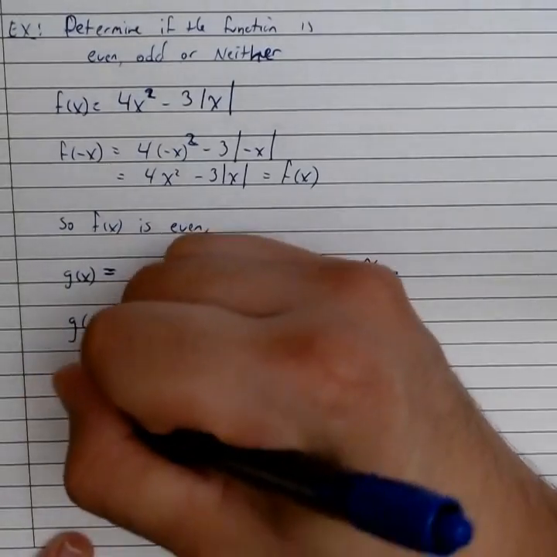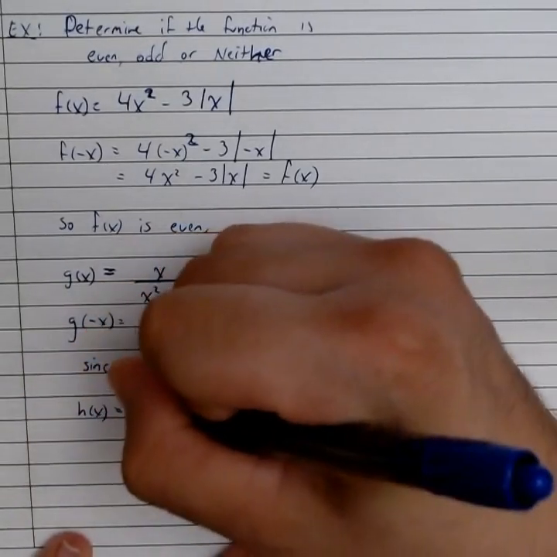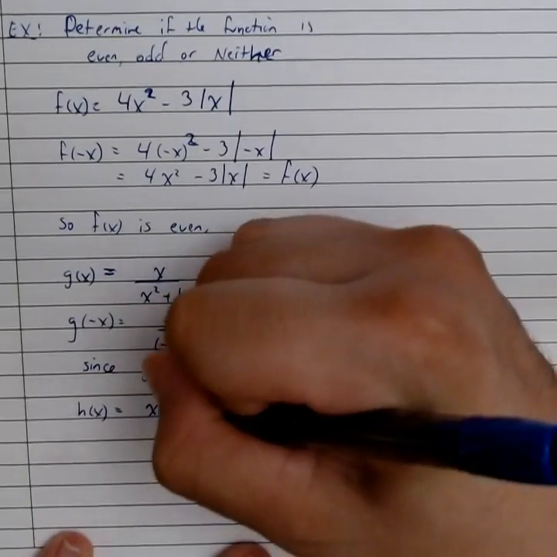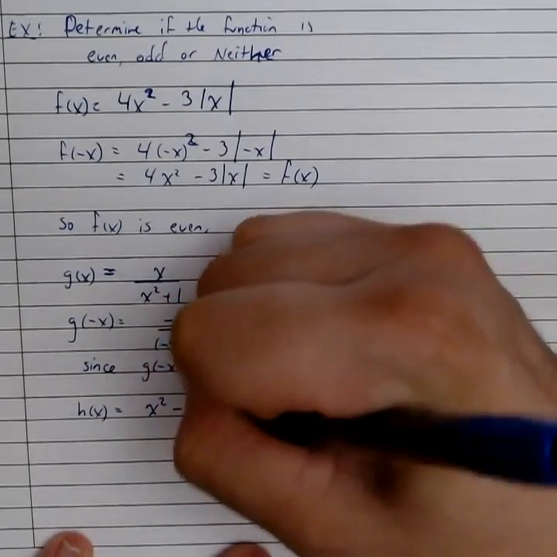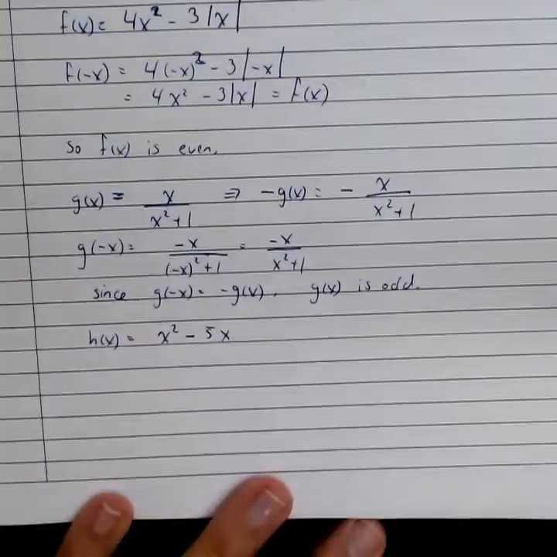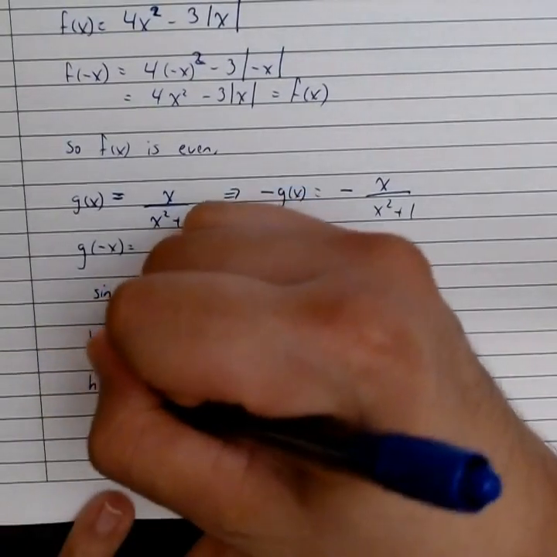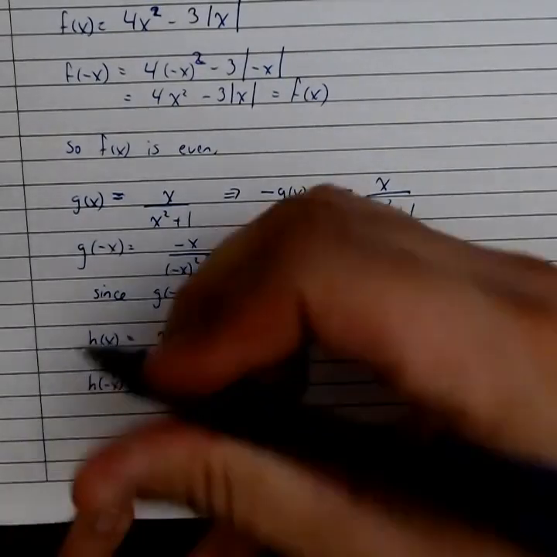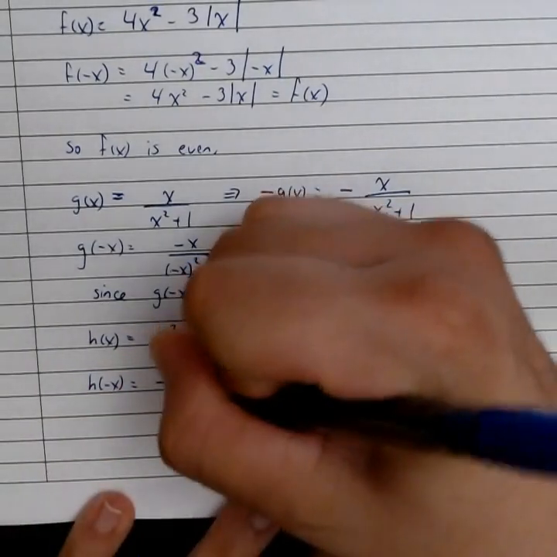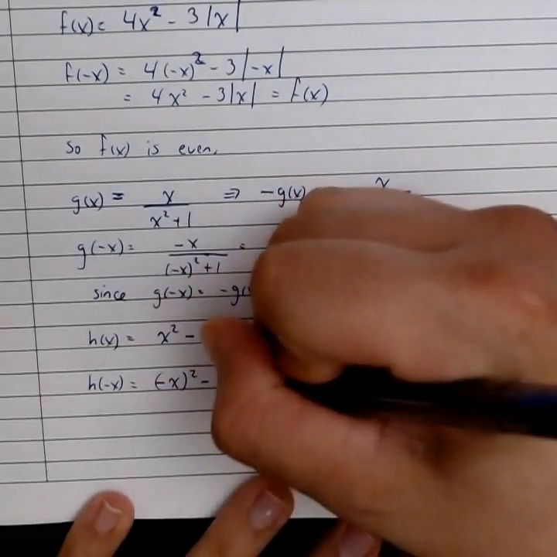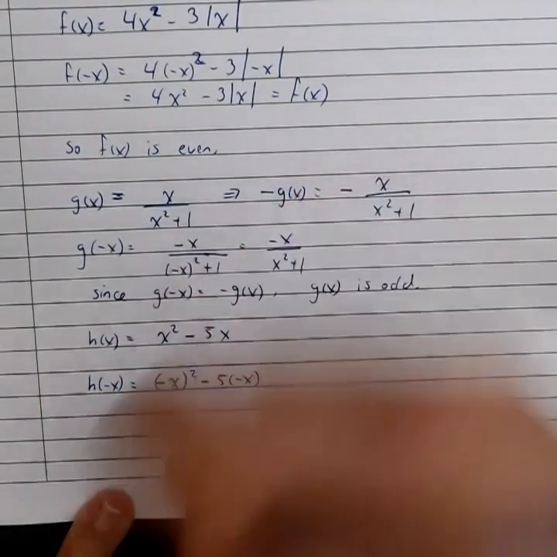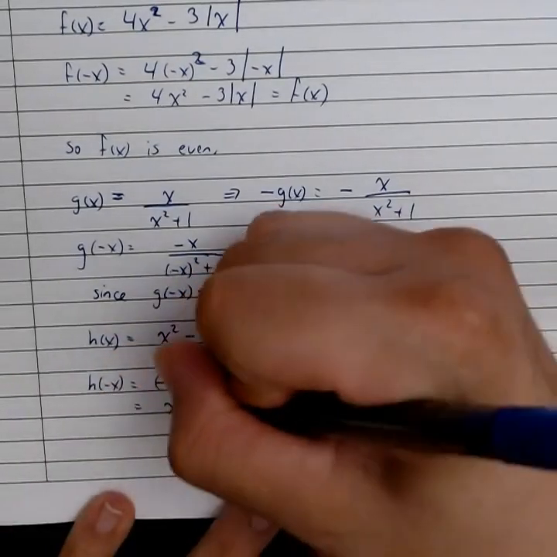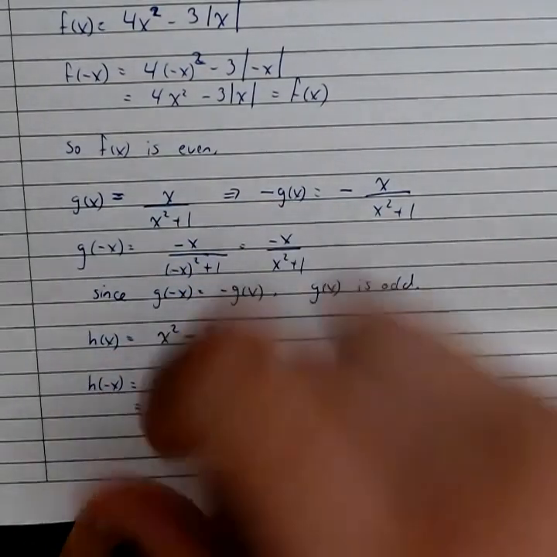For example, let's keep this simple. If h of x is equal to x squared minus 5x, let's go ahead and find h of minus x. Substitute in negative x there and there, and that'll give us negative x squared minus 5 times negative x. If you square a negative, that's a positive. And negative times a negative, that's also a positive.